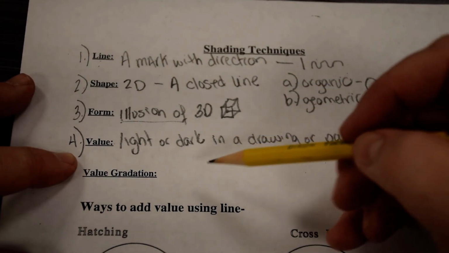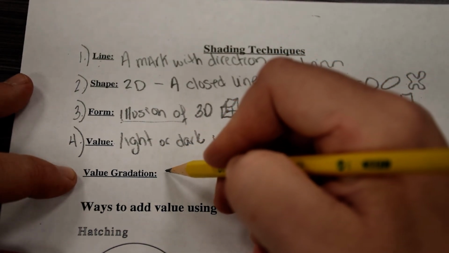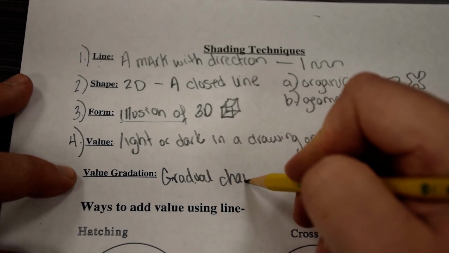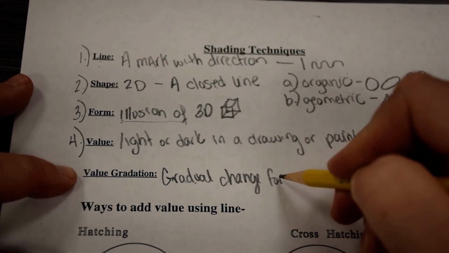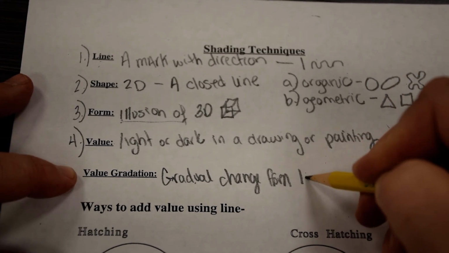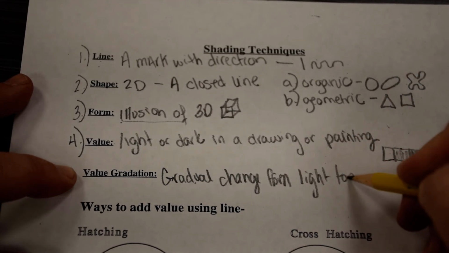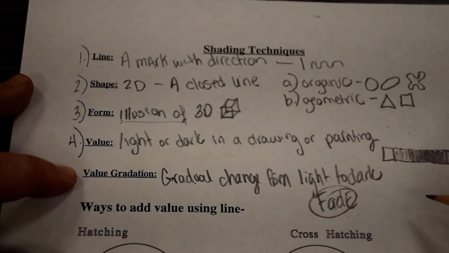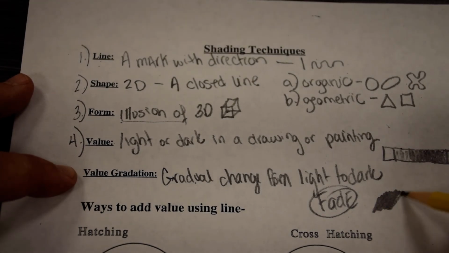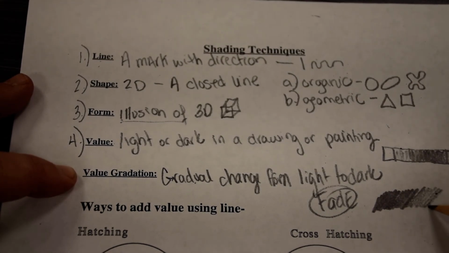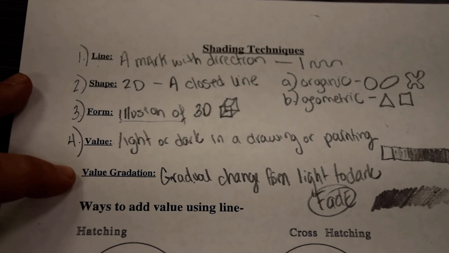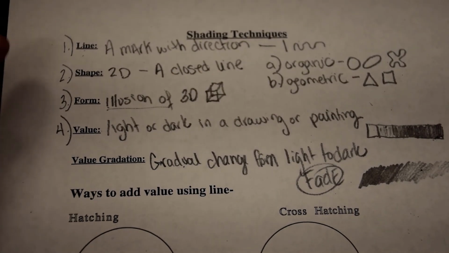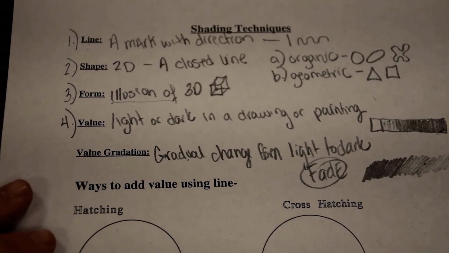And then I have this thing called a value gradation. This is the gradual change from light to dark. Okay, it's a fade. So that's like if I'm drawing here, I'm pressing hard, and then I'm going and I fade off to nothing. Okay, that's a fade, a gradation. Okay, so first four elements of design.